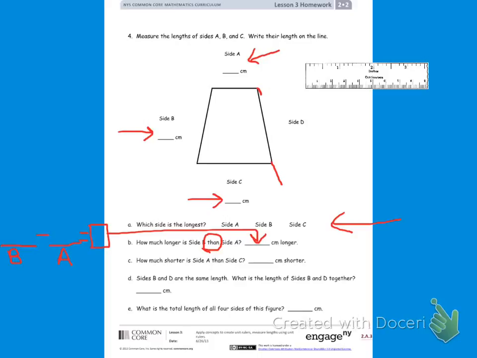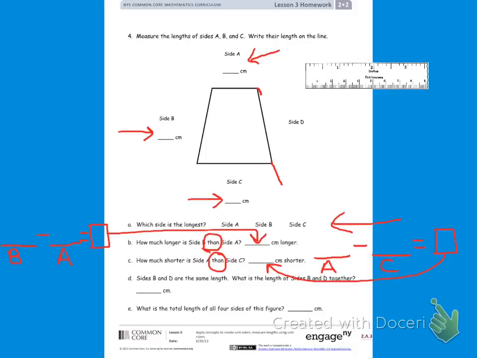For item lowercase c, how much shorter is side A than side C? Again, I will label some lines, write the number for side A there, write the number for side C here. Since it says how much shorter is it than the other, again it's asking for a comparison and wants to know the difference, so I'll subtract. The answer to a subtraction problem is called the difference. Once I figure out the answer, I'll record it right here.